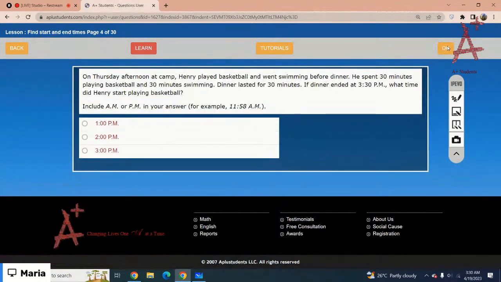Okay. On Thursday afternoon at camp, Henry played basketball and went swimming after dinner. He spent 30 minutes playing basketball and 30 minutes swimming. Dinner lasted for 30 minutes. If dinner ended at 3:30, what time did Henry start playing basketball? So which is the correct option?